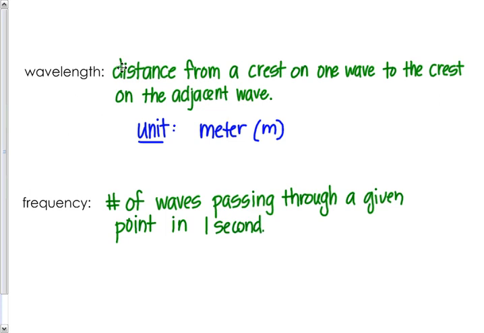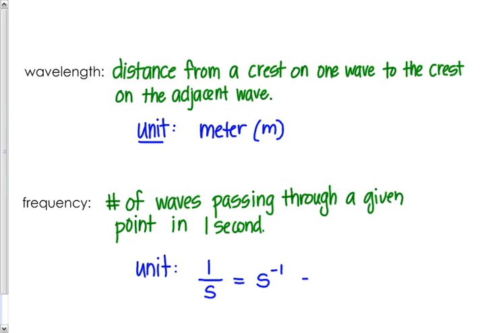So if 8 waves pass through a given point, we would say it has a frequency of 8 waves per second. Now the unit on that one is a little tricky. Per second means that the second is in the denominator. So we would say 1 over s, s being seconds. Now from math class, you should know that 1 over anything is the same as that thing to the minus 1. In this case, 1 over s is the same as s to the minus 1.